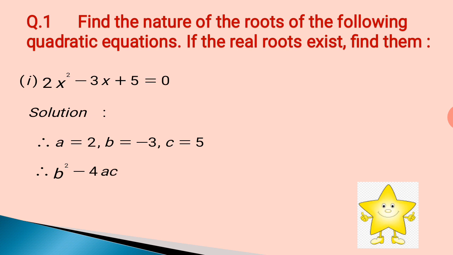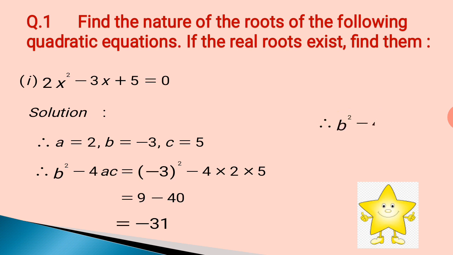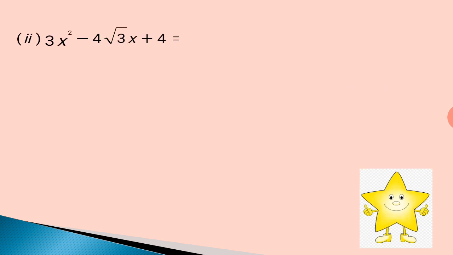Now, let's find the discriminant, that is B square minus 4AC. Substitute the value and get the answer. In this case, it comes out to be minus 31. Children, this is less than 0. Whenever the discriminant is less than 0, there will not be any real roots. So you need not solve further. You'll just specify that there exist no real roots. Let's proceed to the next sub-question.